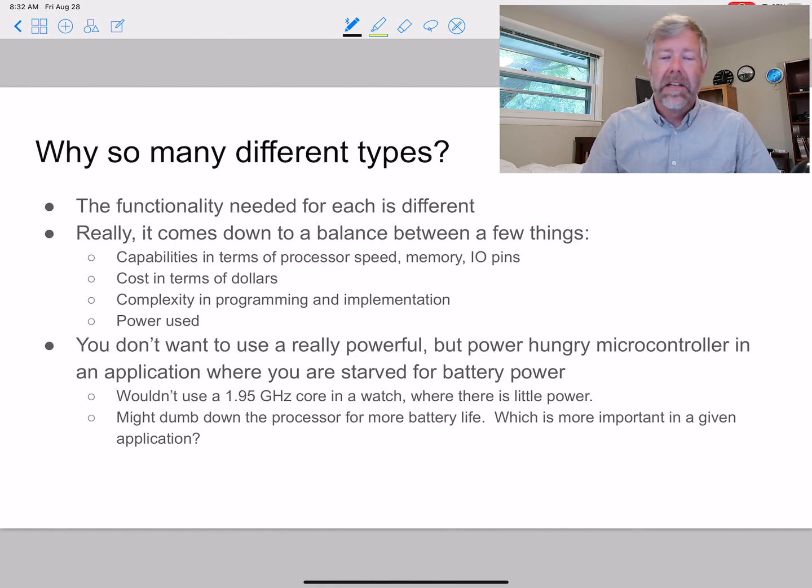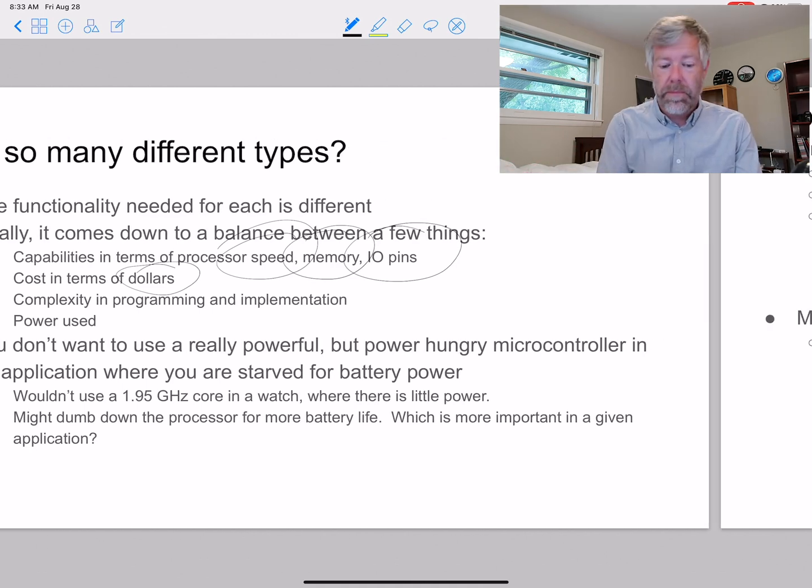You don't need that. So what you really want is a microcontroller that is very lightweight, doesn't use very much power, and costs like a nickel. And so you basically want to balance the processor speed, the memory, the number of input-output pins, and then the cost in terms of dollars. And so you do that cost-benefit analysis and you pick out your microcontroller based on that.